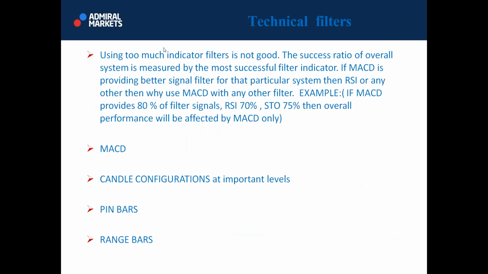The biggest thing there is the success ratio of the overall system or strategy is measured by the most successful filter indicator. That means if, let's say, MACD is providing a better signal filter for that particular strategy or system, then RSI or any other filter are obsolete. Why should we use any other filter along with MACD? For example, if MACD provides 80% of filter signals for that particular strategy, RSI 70, stochastic 75, then overall performance will be only affected by MACD because it provides 80% of filter signals.